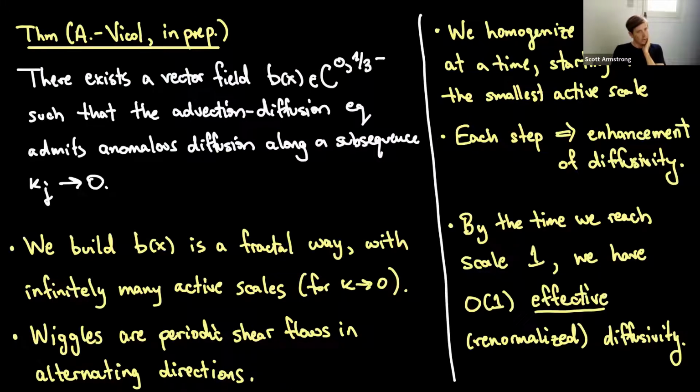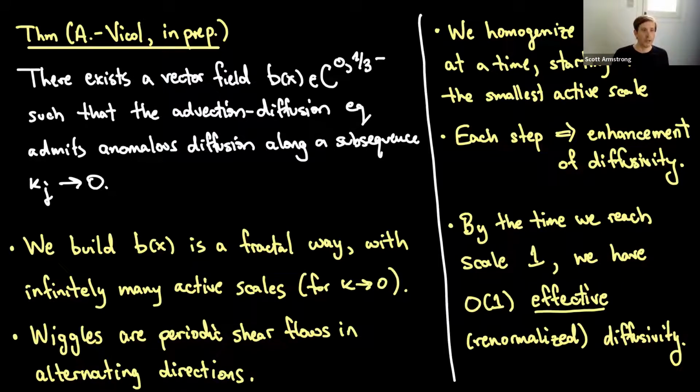So what Vlad and I do, if we can finish writing the paper, is that we make a vector field which is almost C^{1/3}, okay? And it has an infinite number of scales built in a fractal way, okay? Now the base fractal is a shear flow, and we alternate them in different directions so that all the directions get a turn.